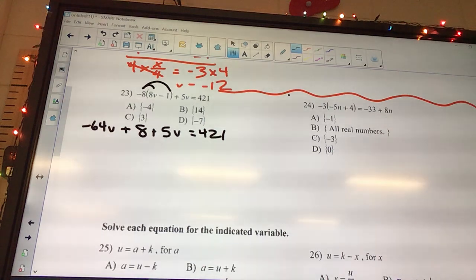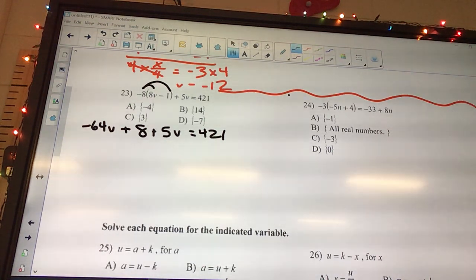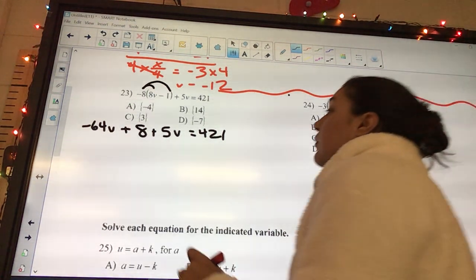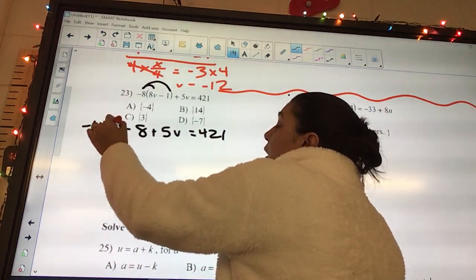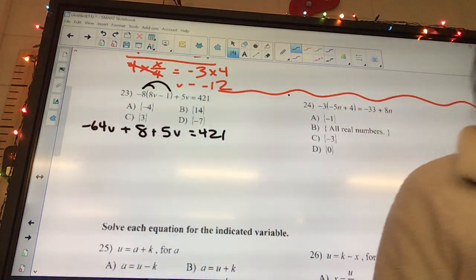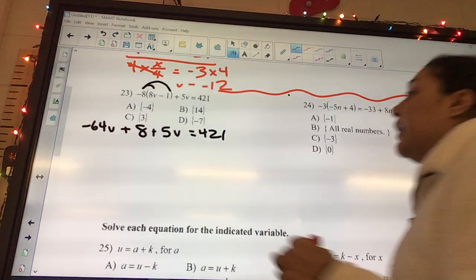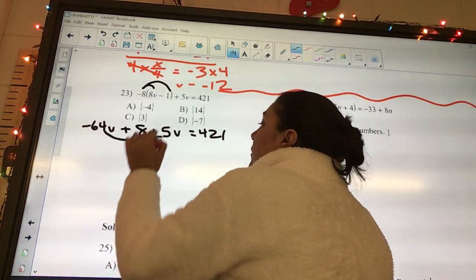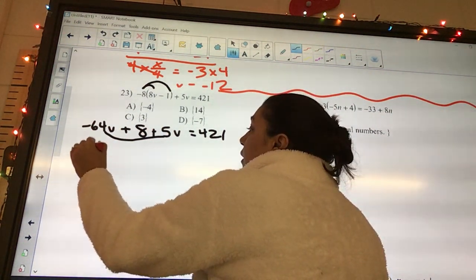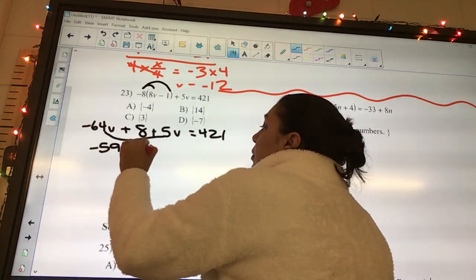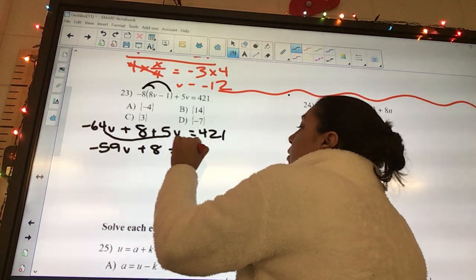Okay, and then what do we do? We're going to combine like terms. So we can combine what? Negative 64v and 5v to give us what? Negative 59v plus 8 equals 421.